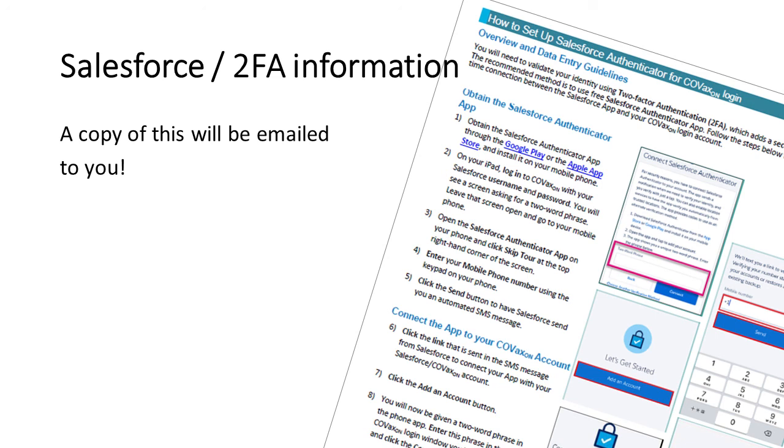So when you go and log into COVax, you put in your username and your password. Your phone will actually prompt you whether or not it is an approved login. And when you hit approve, you'll be able to complete your login into Salesforce or COVax. The reason this is in place is that there's a lot of sensitive information within this particular system, so they want a level of validation to try to mitigate any potential breaches in security.